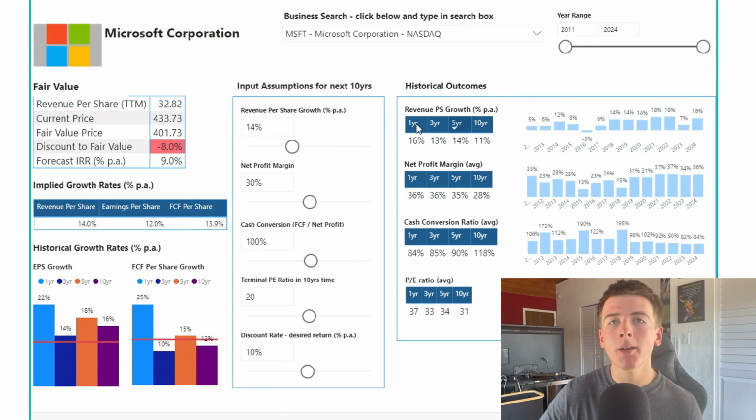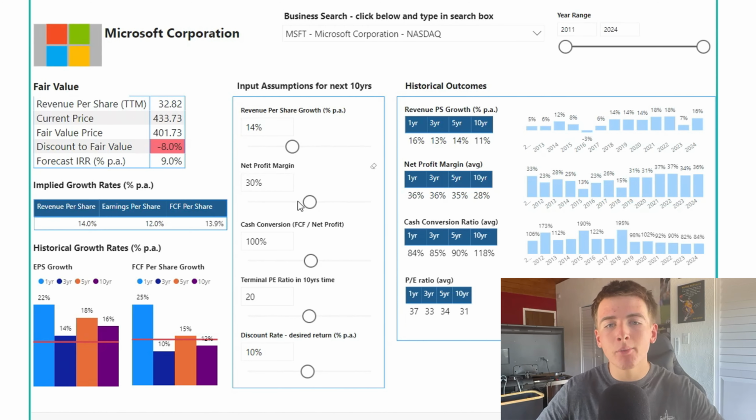Now let's get back into analyzing Microsoft stock. So as we can see with Microsoft, I'm going to put about a 14% revenue per share growth. The reason I'm going to put 14% is because analysts expect about 14.6%. We want it to be slightly less than analysts so we can have a slight margin of safety. So we're going to leave it at 14%.